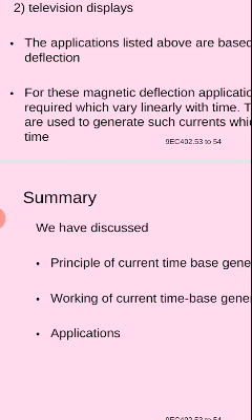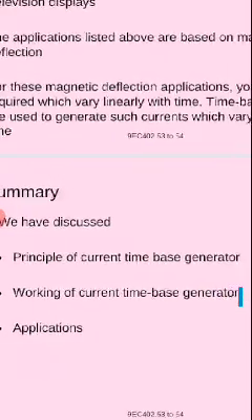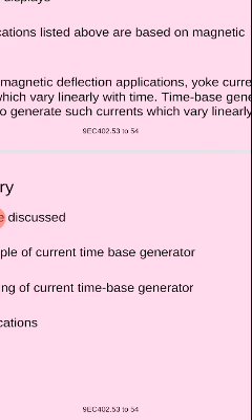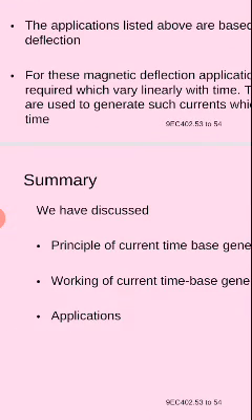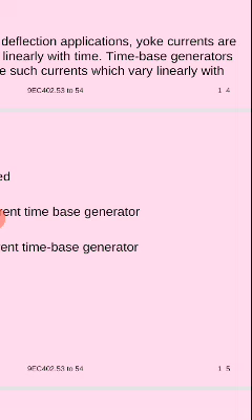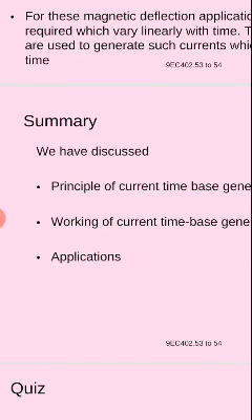Summary. We have discussed the principle of current time-based generator, working of current time-based generator, and applications. So today we discussed these topics.